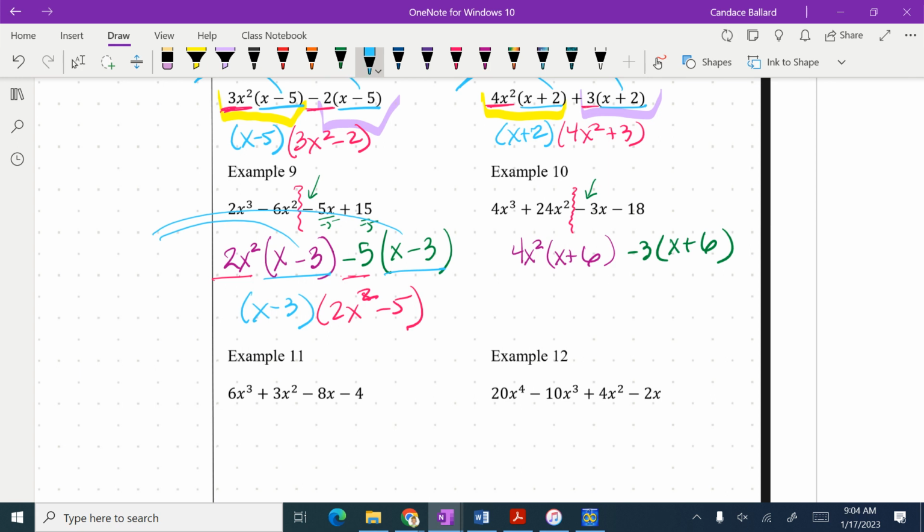Okay. All right. So what's my ugly greatest common factor here? X plus 6. How many times do I write that when I write it out front? Once. And then left behind is 4x squared minus 3.